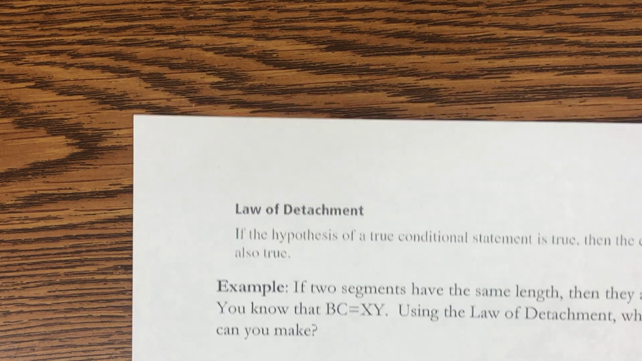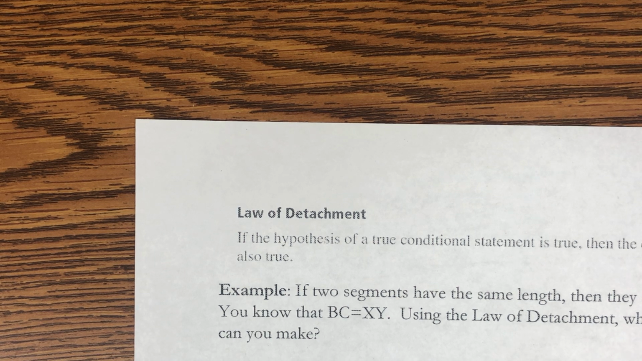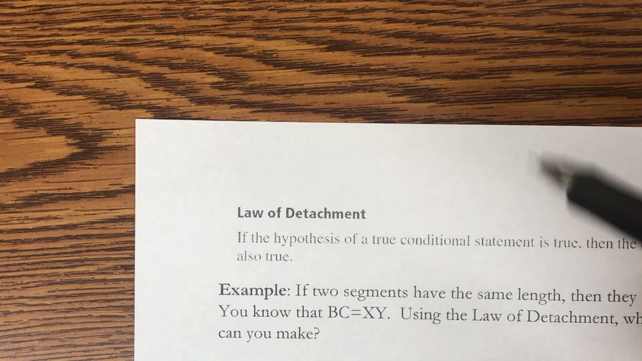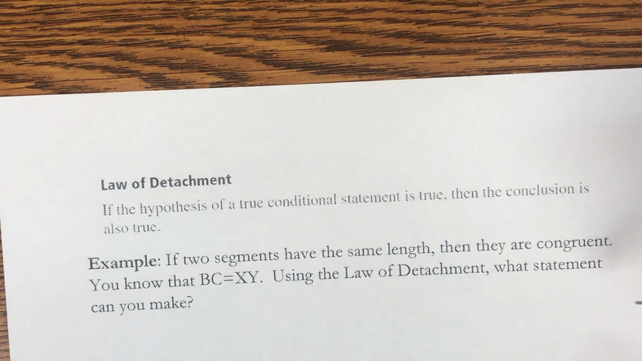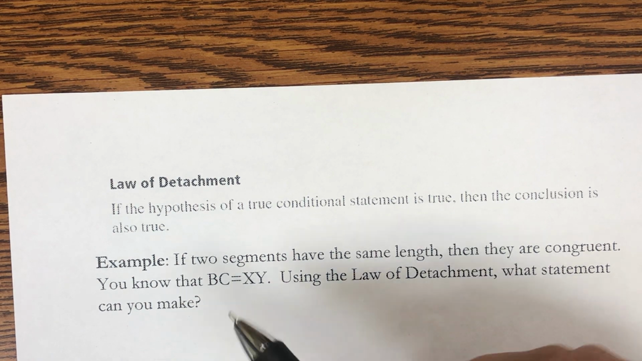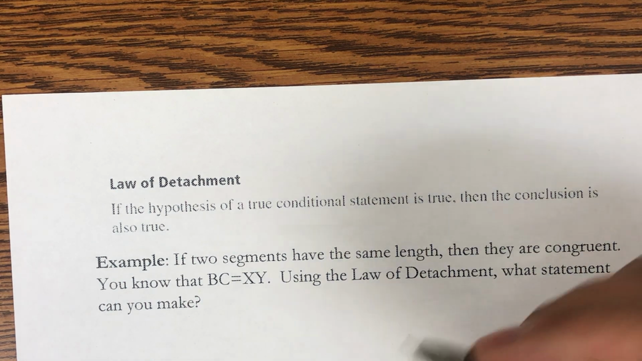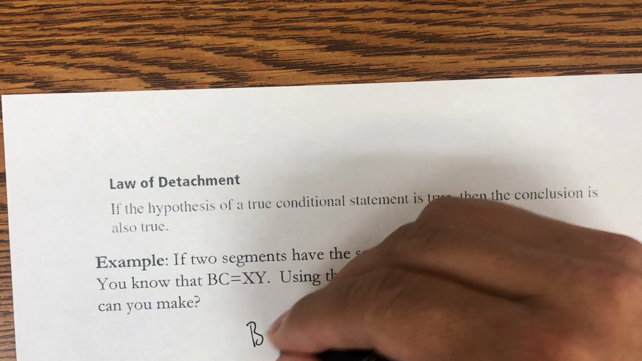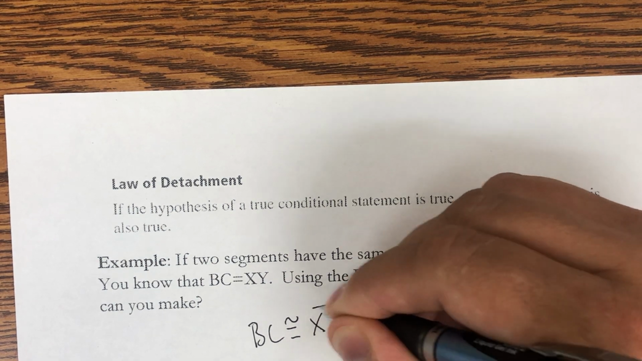Okay? The law of detachment states that if the hypothesis of a true conditional statement is true, then the conclusion is also true. So it says, if two segments have the same length, then they are congruent. You know that BC equals XY. So if that's the case, if they are equal, then they have to be congruent. So I know that BC is congruent to XY.